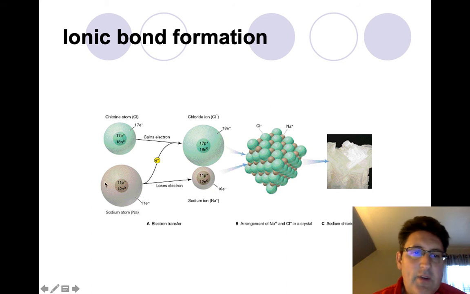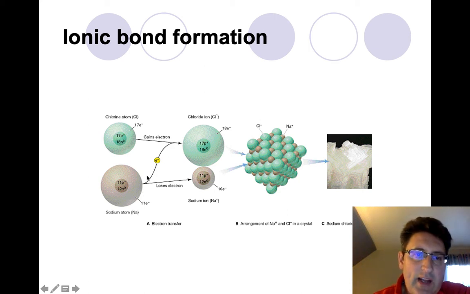Now, sodium has 1 valence electron and chlorine has 7. So sodium wants to get rid of that 1 valence electron so it falls back in energy level, which makes it stable. And chlorine wants to gain 1. So that's that transfer of electrons. There's a big electronegativity difference between these two. Chlorine's very high, sodium's very low, and the electron gets transferred.